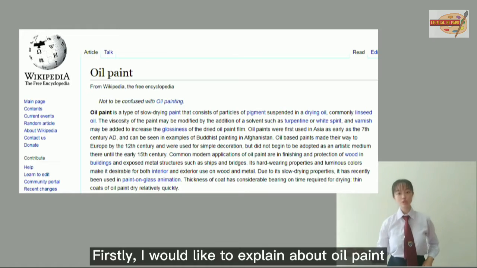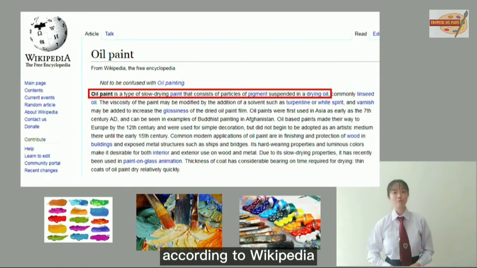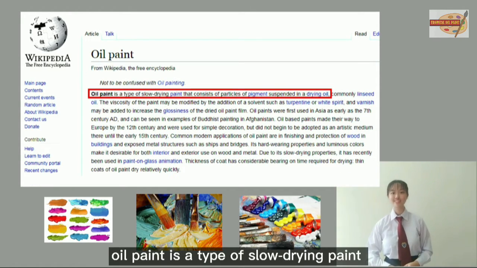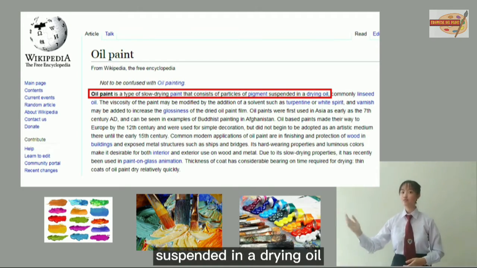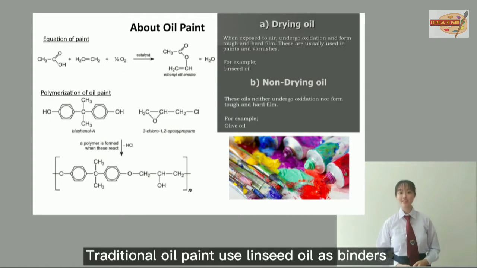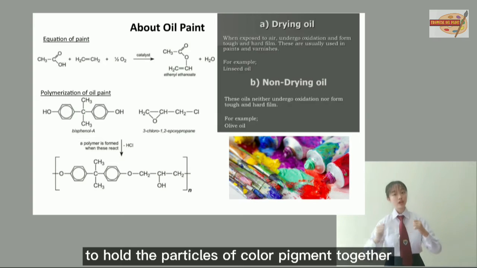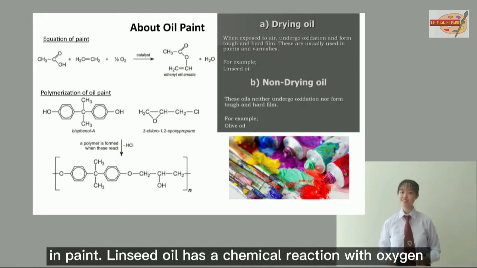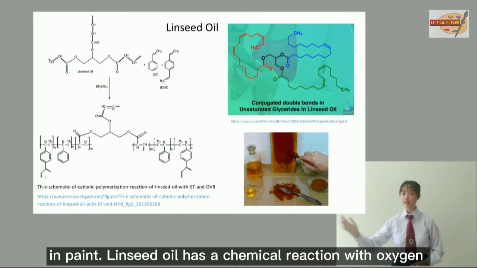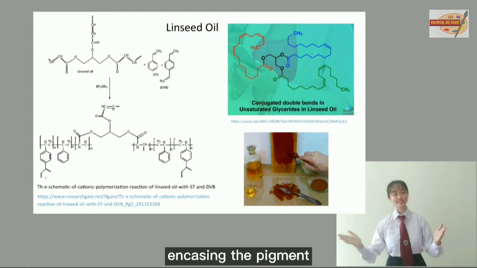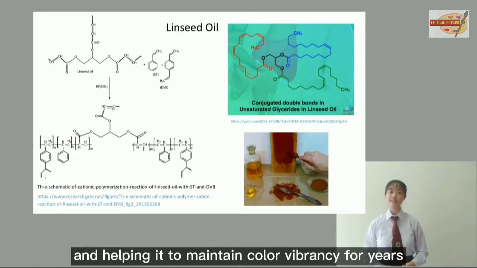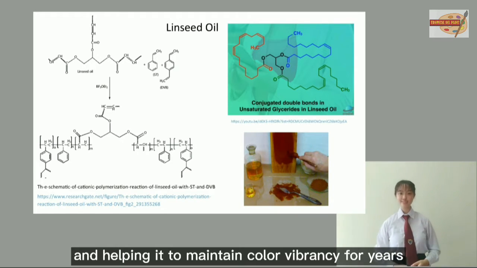Firstly, I would like to explain about oil paint. According to Wikipedia, oil paint is a type of slow-drying paint that consists of particles of pigment suspended in a drying oil. Traditional oil paint use linseed oil as binders to hold the particles of color pigment together in paint. Linseed oil has a chemical reaction with oxygen which causes it to polymerize, encasing the pigment and helping it to maintain color vibrancy for years.